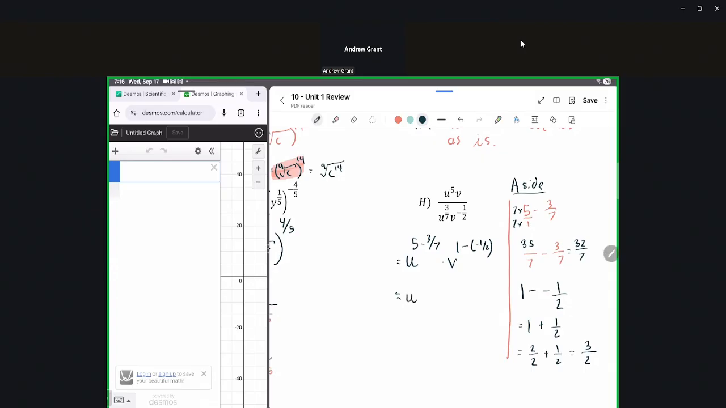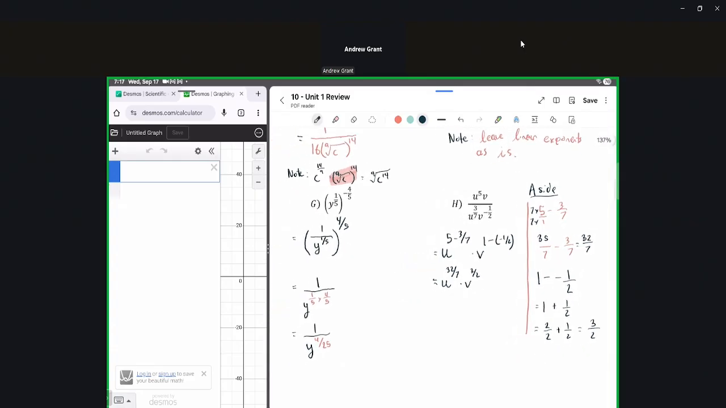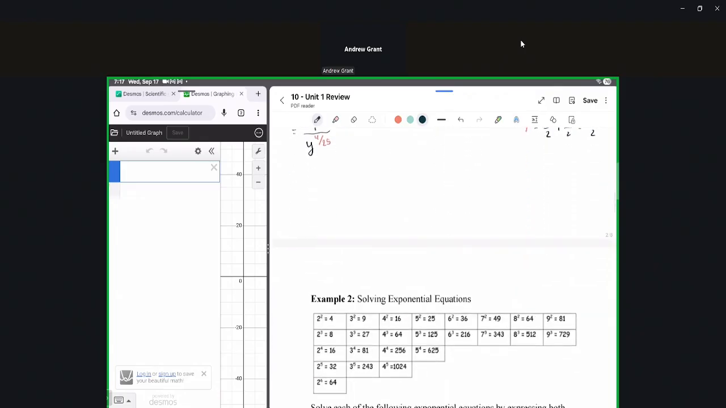Now 5 minus 3/7 ended up being 32/7 multiplied by 1 minus a negative a half, which is the same thing as v to the power of 3/2. Note that those exponents are both positive, so we're quite content to leave them as is. Okay, so that's the end of the exponent law review. Let's continue on.